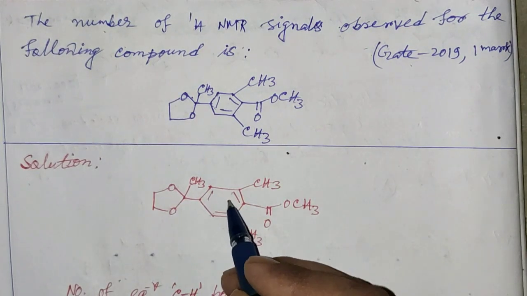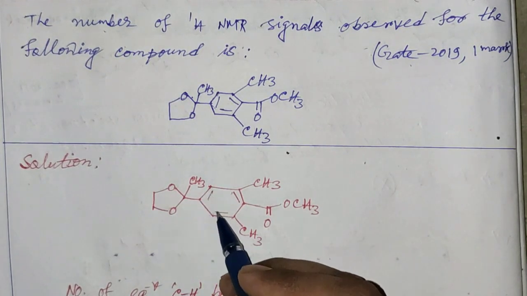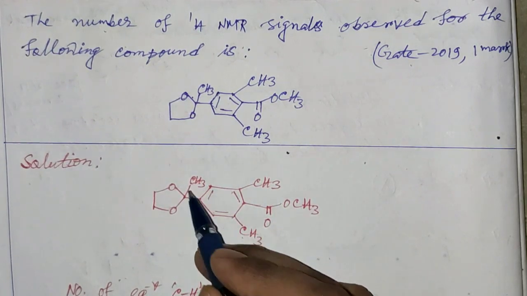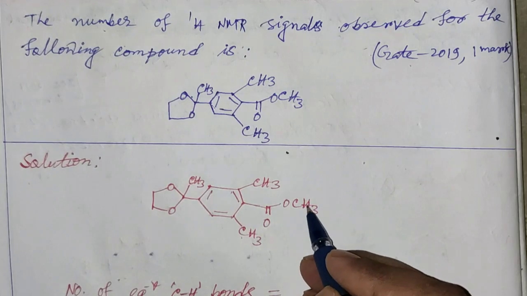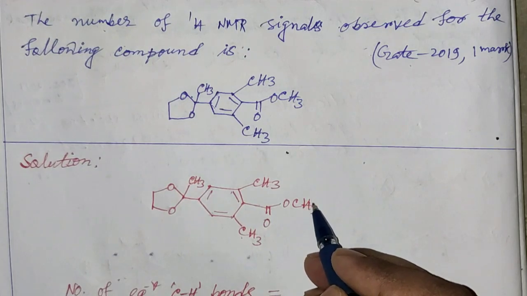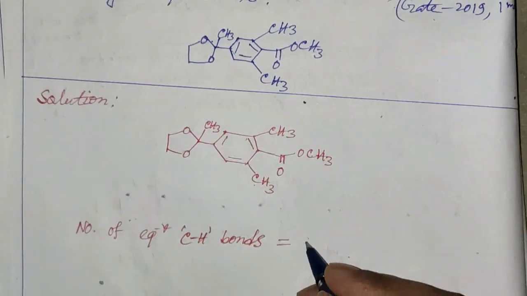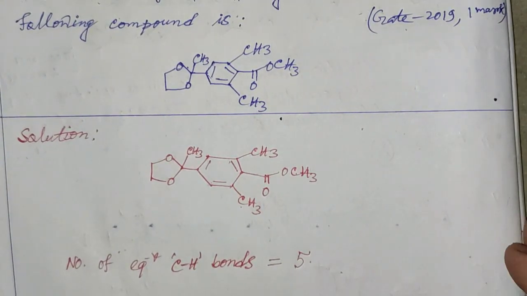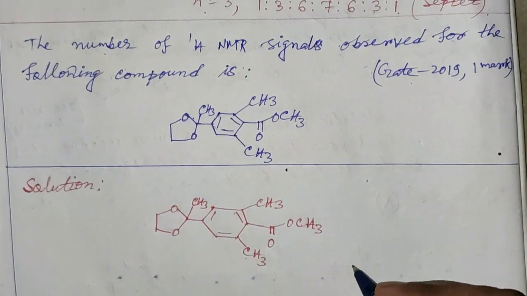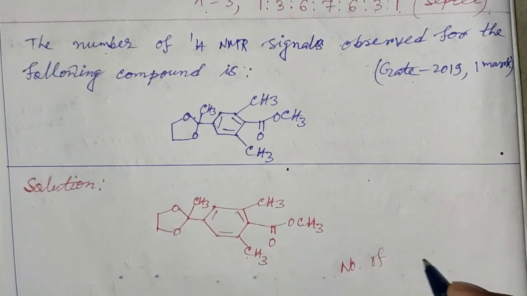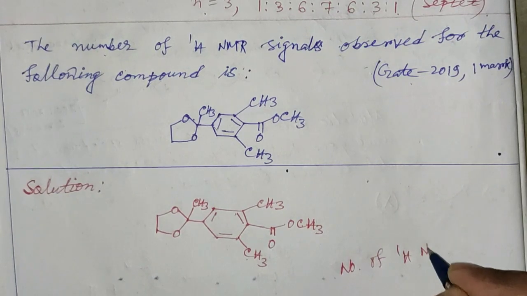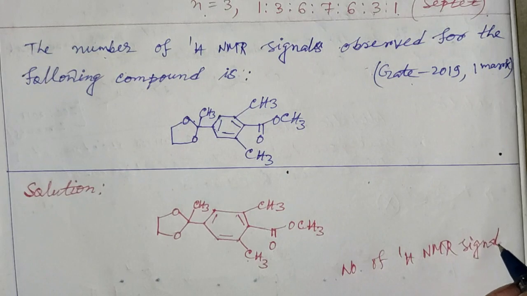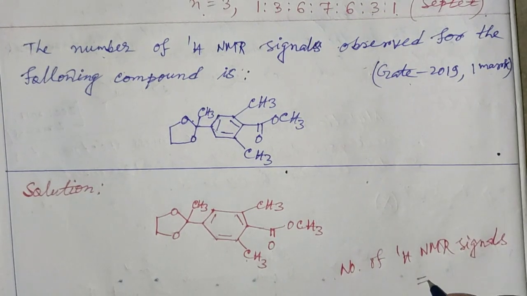For that, this methyl group will be equivalent, these 2 CH bonds will be equivalent, and these 2 CH2 groups will be equivalent. That is, for this sigma plane there are 1, 2 and 3 equivalent CH bonds. This will give another peak. This methyl group will give another peak, that is 5. The number of equivalent CH bonds is equal to 5, and for that reason the number of 1H NMR signals will be 5. This is a numerical answer type question.